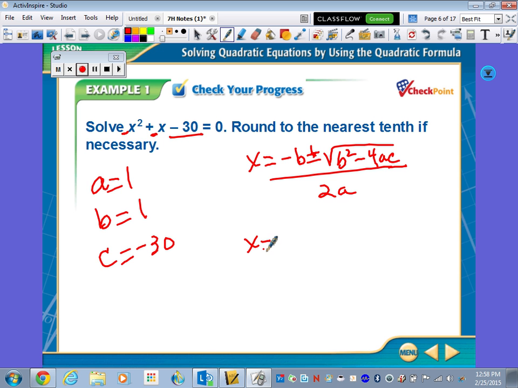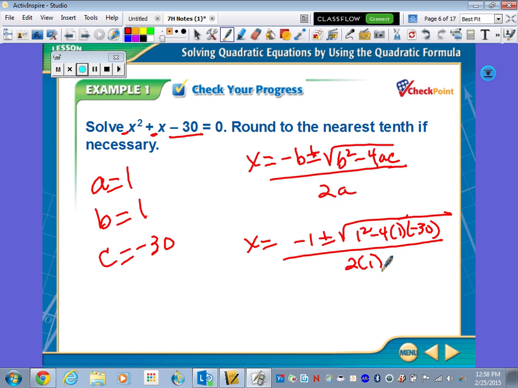So what we're going to have is x equals negative 1 plus or minus the square root of 1 squared minus 4 times 1 times negative 30, and then that whole thing is over 2 times 1. So x is negative 1 plus or minus the square root of 1 plus 120, so the square root of 121, over 2. If you didn't know how to do that, you can just plug this in, put it in grouping symbols, and get the calculator to do it for you.